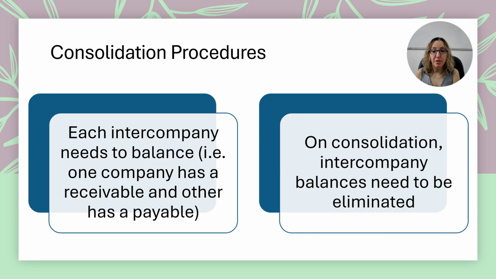Before I move on to example 3, I want to briefly cover the consolidation procedures for these intercompany balances. I already said that each intercompany needs to balance, so you have one company with a receivable and the other with a payable. When you're preparing the consolidation, you actually need to eliminate the intercompany balances. So if company 1 has a $1,000 receivable and company 2 has a $1,000 payable, you do a journal entry to back both of those out, not in each individual company, of course, but in a consolidated entity file. I'll talk a little more about how that works and how companies sometimes do it, but here just note that they need to balance and on consolidation need to be eliminated.